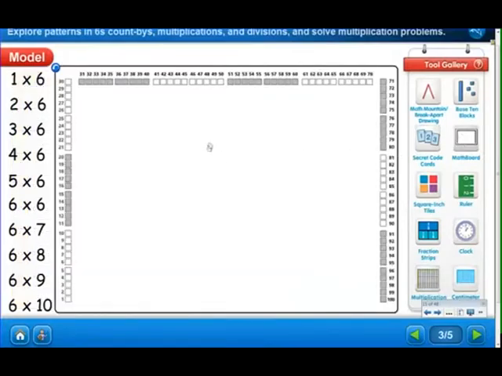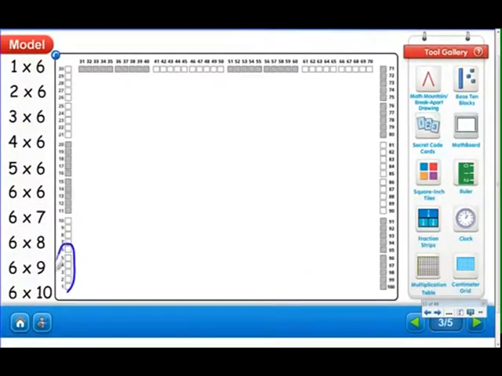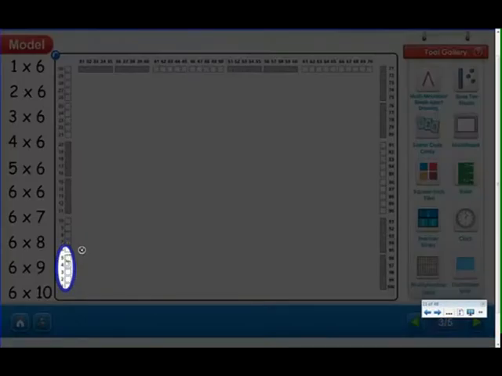The math board. We know 6 times 1 is 6. We move this up. 6 times 2 is 12. Go up 6 more. 6 times 3 is 18. 6 times 4 is 24.